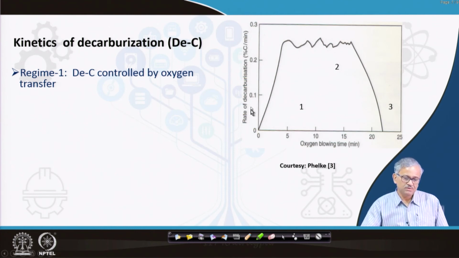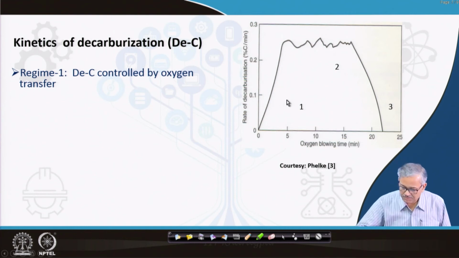So here the blowing practice has a role to play, because by changing the lance height up and down, you can change the JFN number. As a result, you can increase or decrease the decarburization rate, because you can change the partial pressure of oxygen and it will respond.